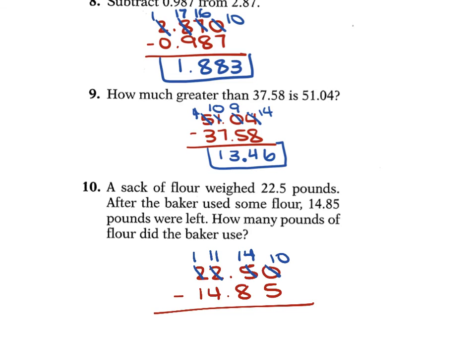So if we subtract these, 10 minus 5 is 5. 14 minus 8 is 6. Put down your decimal point. 11 minus 4 is 7. And then 1 minus 1 is 0. So that's 7.65 pounds.